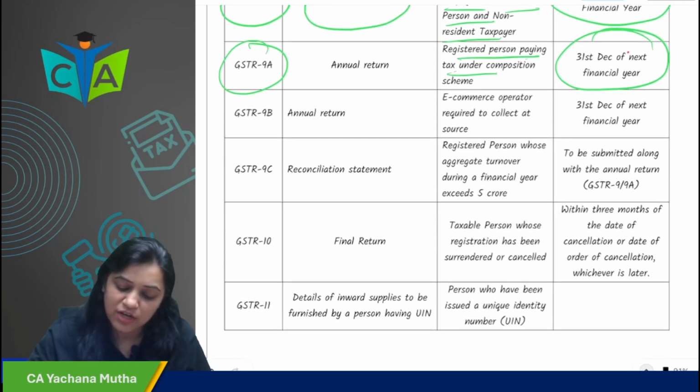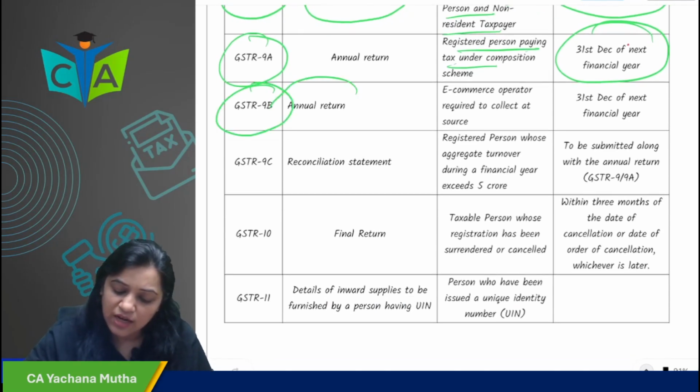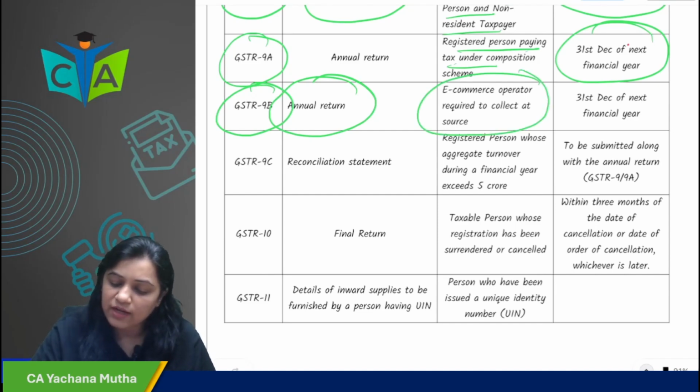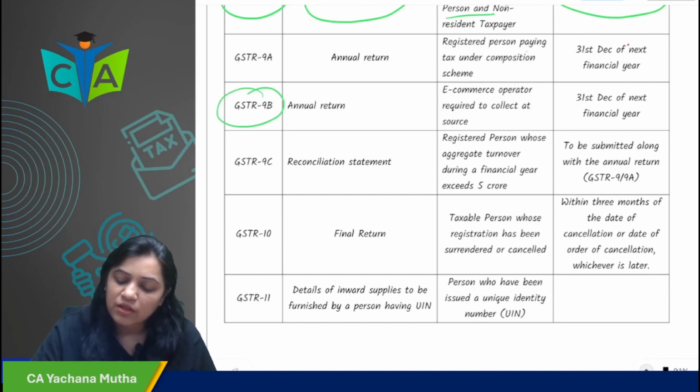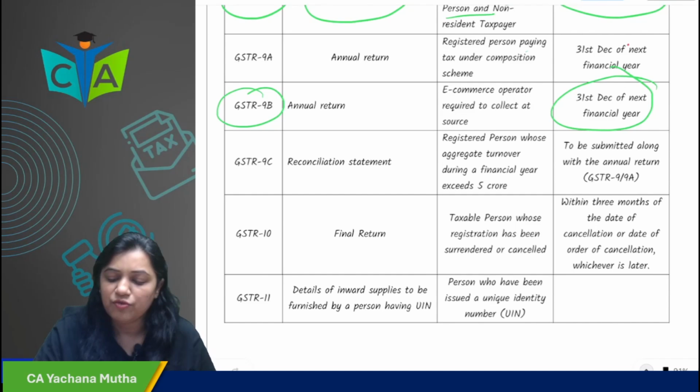Then 9B is again an annual return for the e-com operator who is required to collect TCS. They have to furnish it by 31st December of the next financial year.